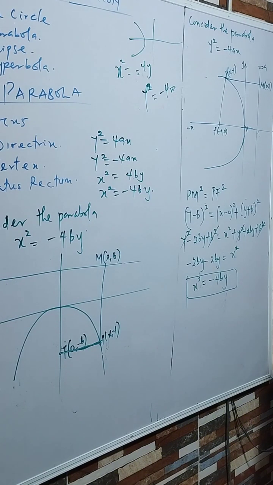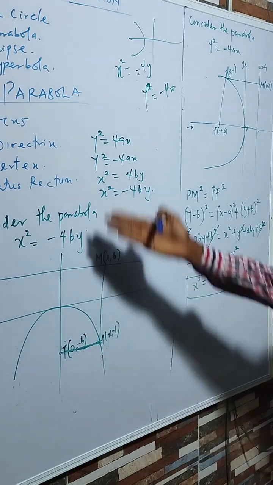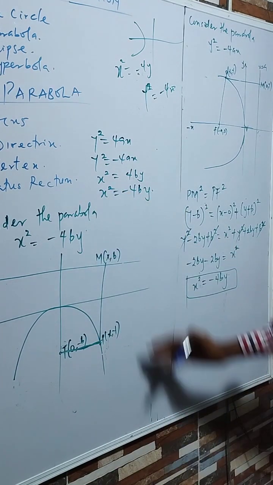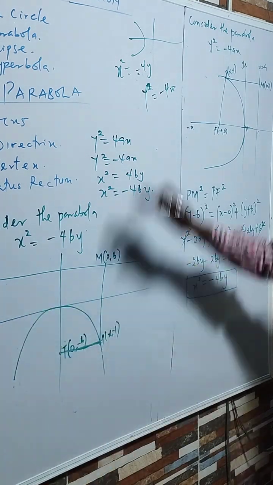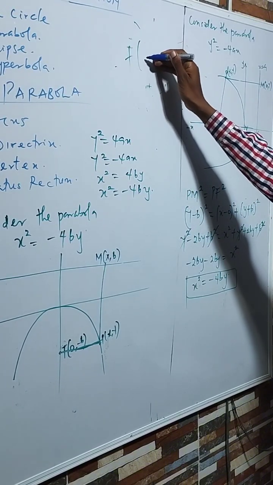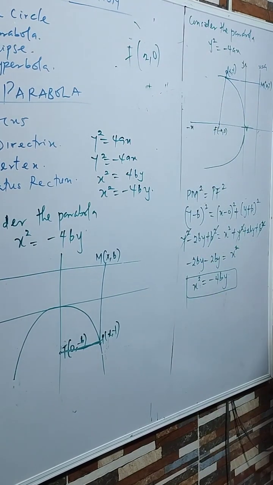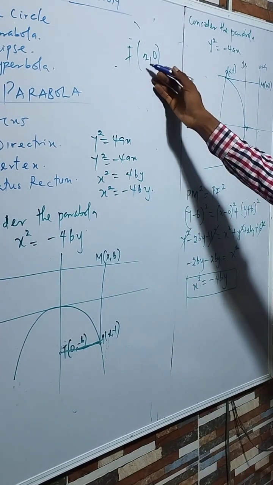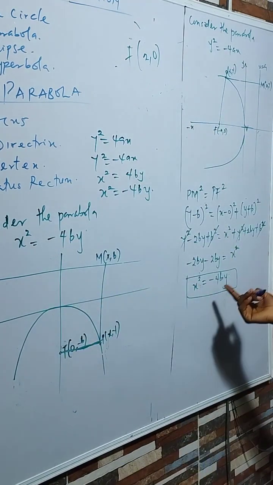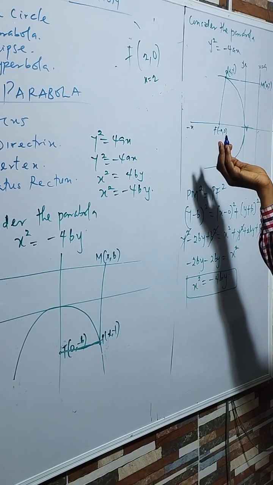From the focus, if I have any focus, I can easily know where the point is being placed, because that focus is placed on the axis of symmetry. This is my axis of symmetry. If I have a situation whereby I have a focus showing 2,0 as the case may be, definitely I know that this is on the x axis, because my x here is 2. That is what it means.